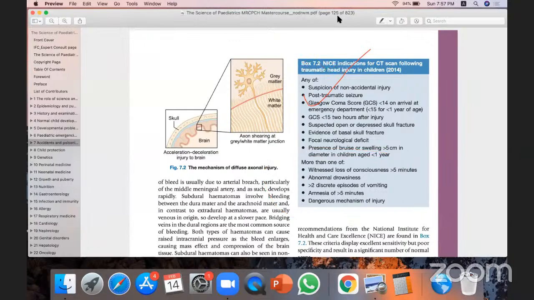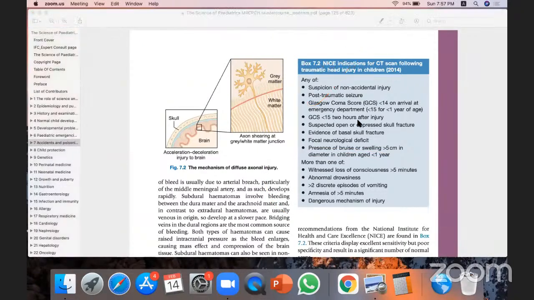You have to remember these indications by heart, because they sometimes change the number, like Glasgow coma scale 13 or low. Then vomiting is 2 times, not more than two times. Then amnesia for 3 minutes is not an indication. Amnesia for more than 5 minutes is an indication. So remember these things. And this is the gray matter and white matter axonal shearing. There may sometimes be tearing of the axons that also causes damage and upper motor neuron signs.